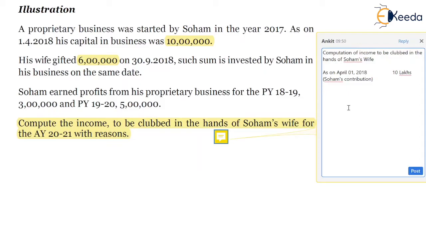Then, is there any addition during the year? Yes, his wife gifted 6 lakhs on 30th of September. So addition on September 30, 2018, this is Soham's wife's contribution, which is 6 lakhs. Then, is there any further contribution? No. There is only addition of profits.